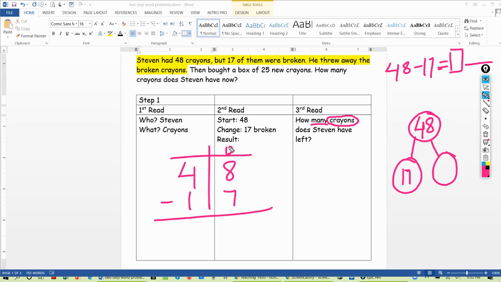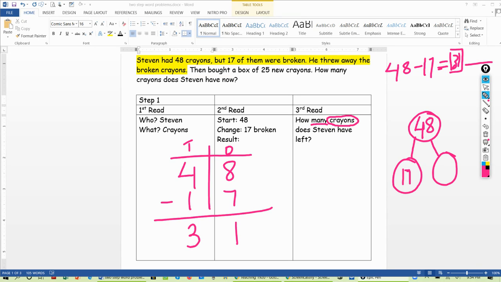This is the ones place, tens place. So 8 take away 7. You could do the dots, or you could do 8 in the mind, 7 in your fingers. Before 8: 7, 6, 5, 4, 3, 2, 1. And then 4 take away 1 is 3. So that's 31 crayons. Okay, that's your answer now.